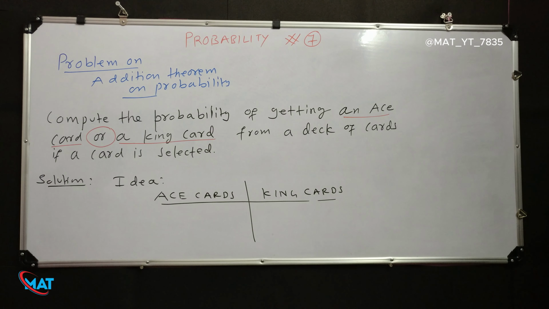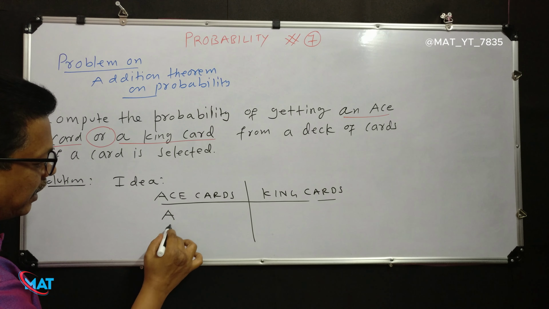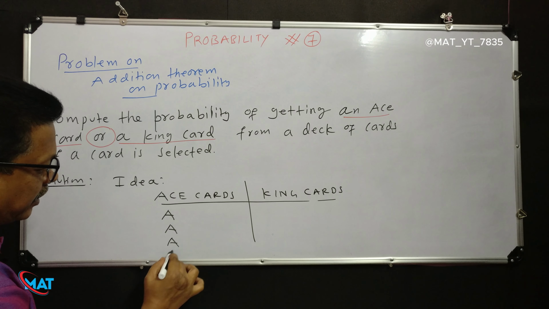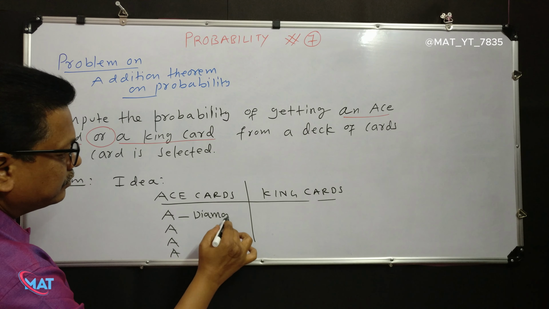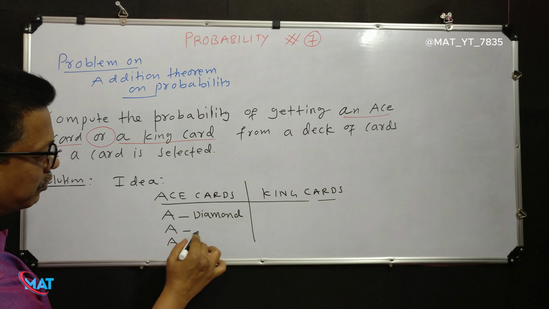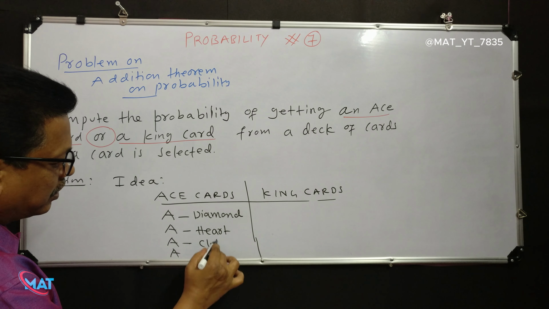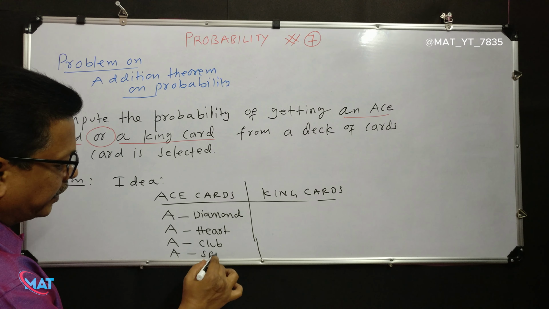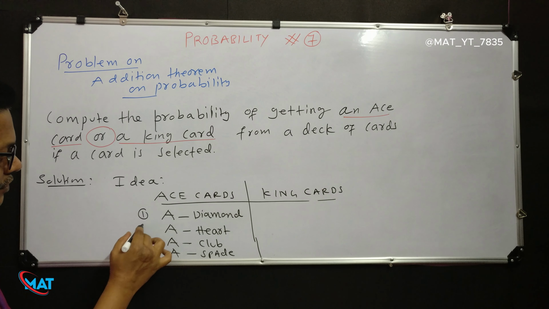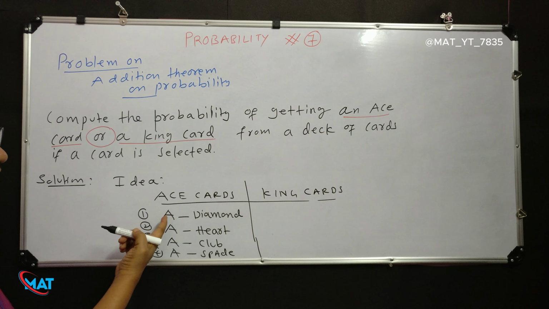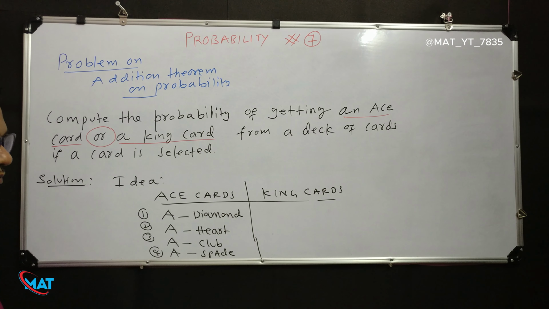In a deck of cards, there will be 4 ace cards. So A, A, A, A: one of diamond, one of heart, one of club, one of spade. Any one of these will happen. So there are 4 possibilities for ace. The color is not mentioned there.